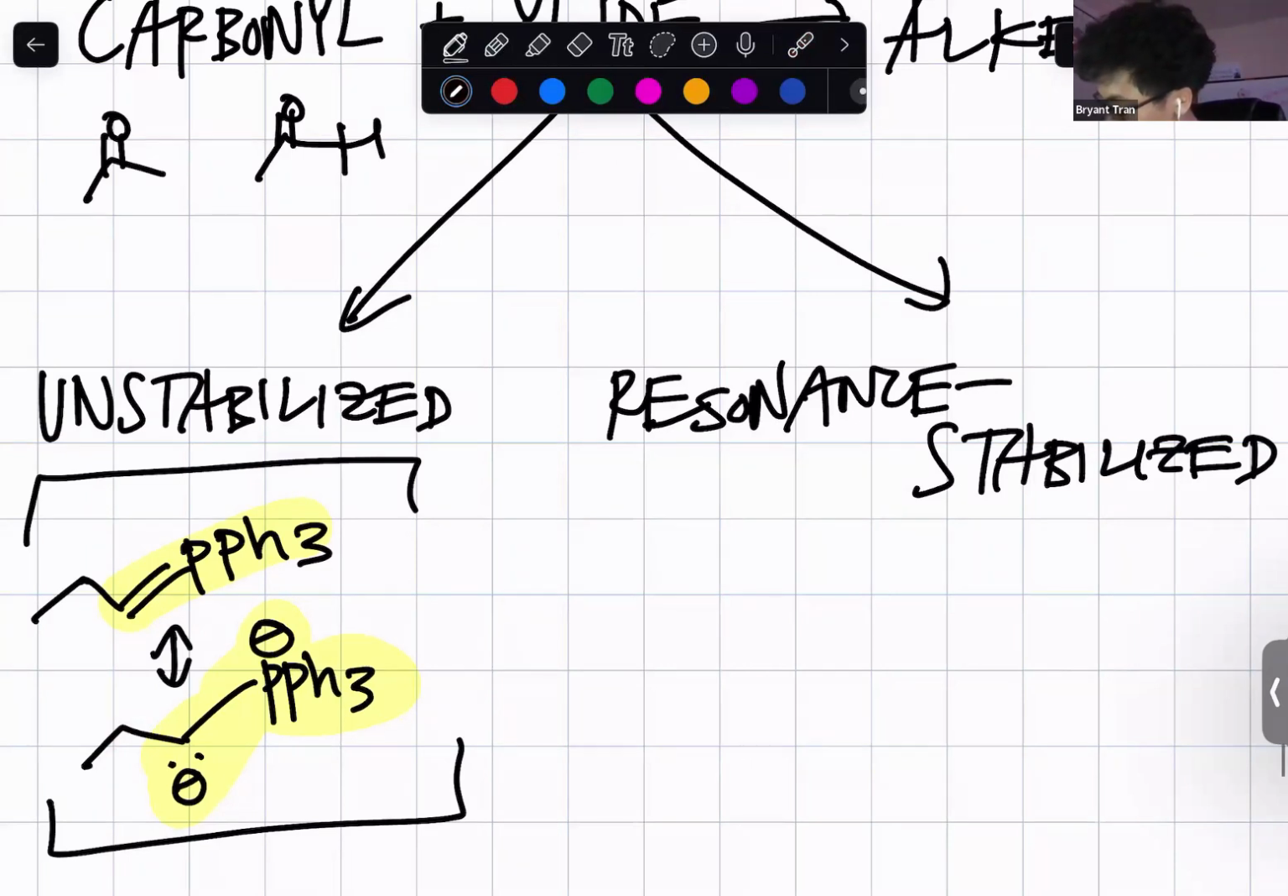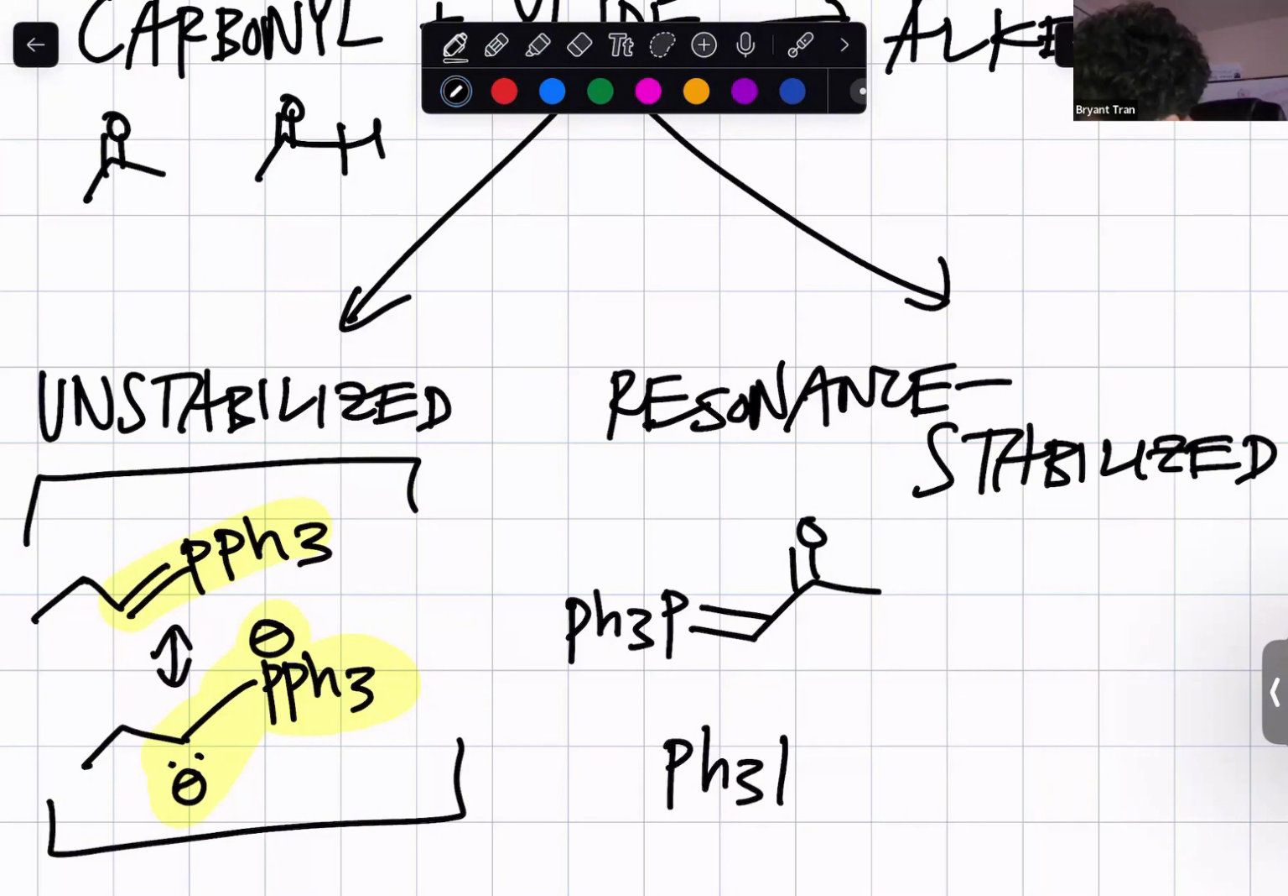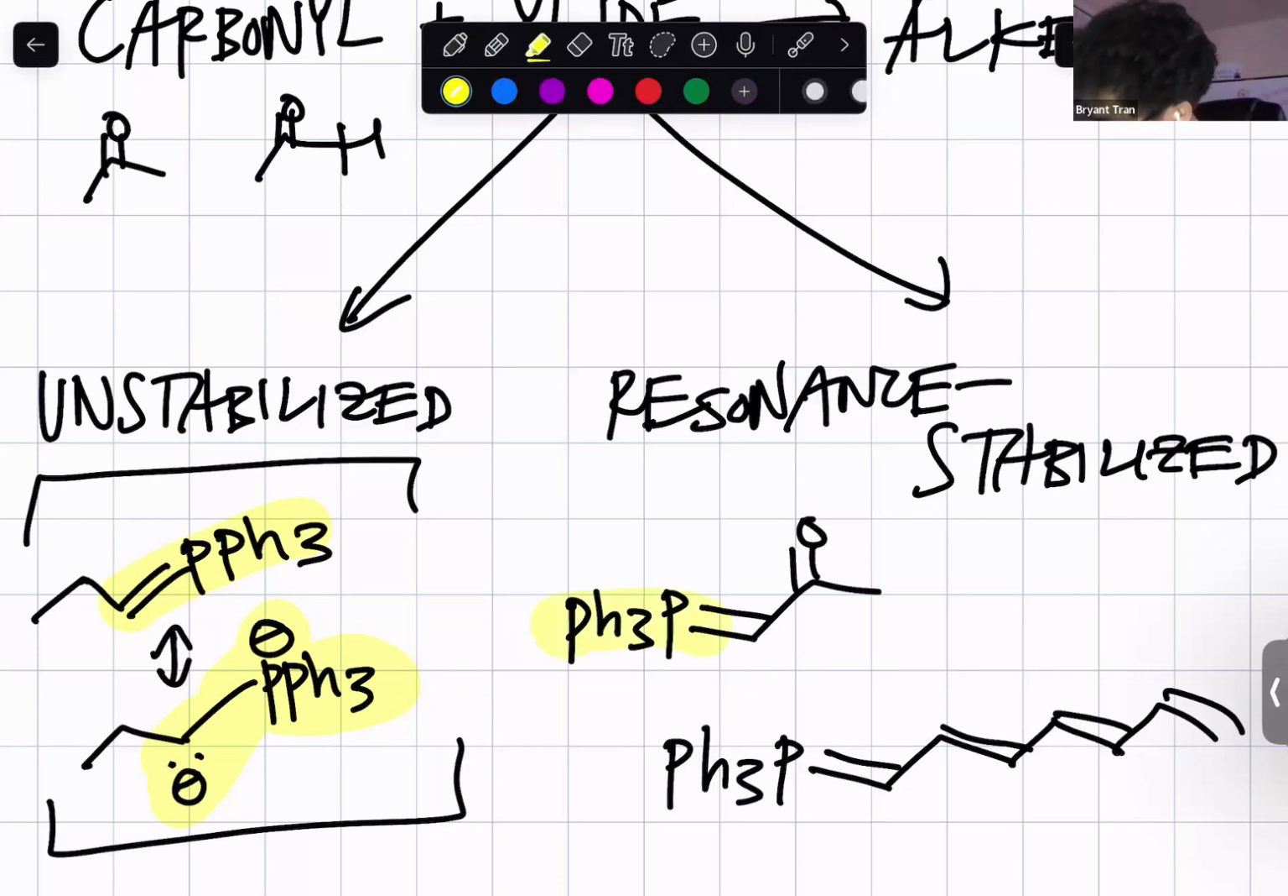But if it is able to do resonance, like this, or like that, this yellow highlighted portion here is the ylid. This is a stabilized ylid because this ylid here can do resonance with the rest of the molecule, like that.